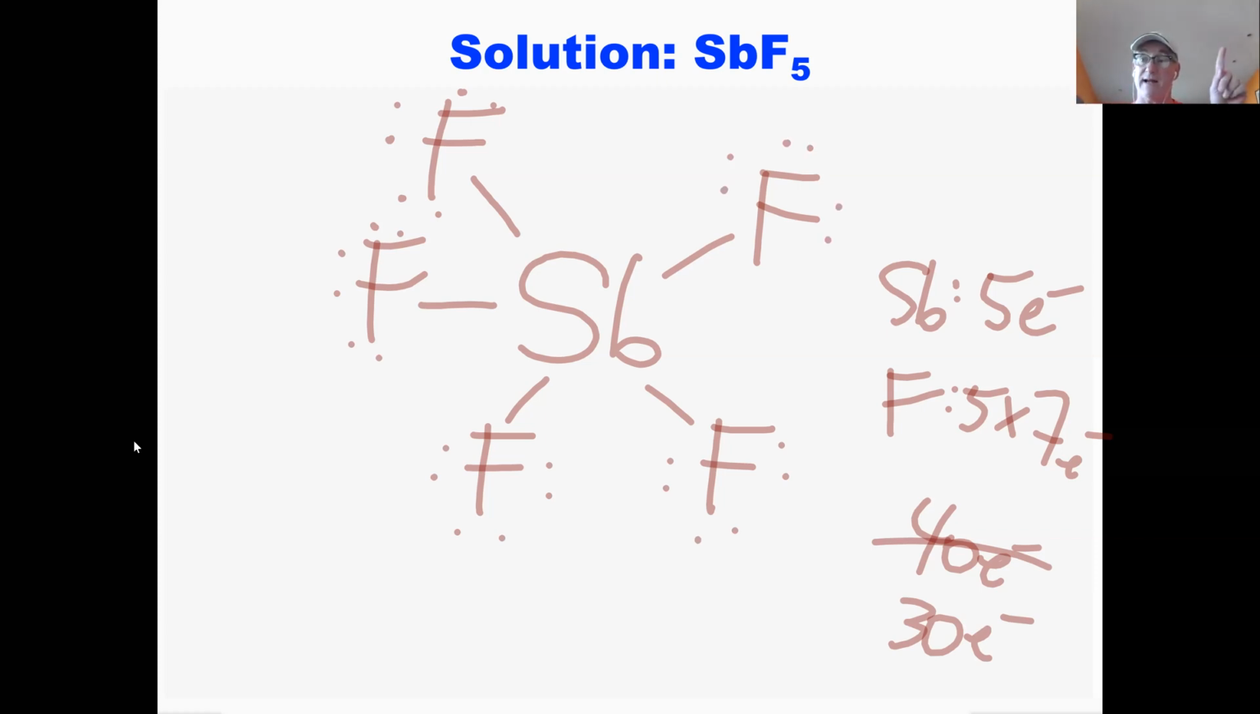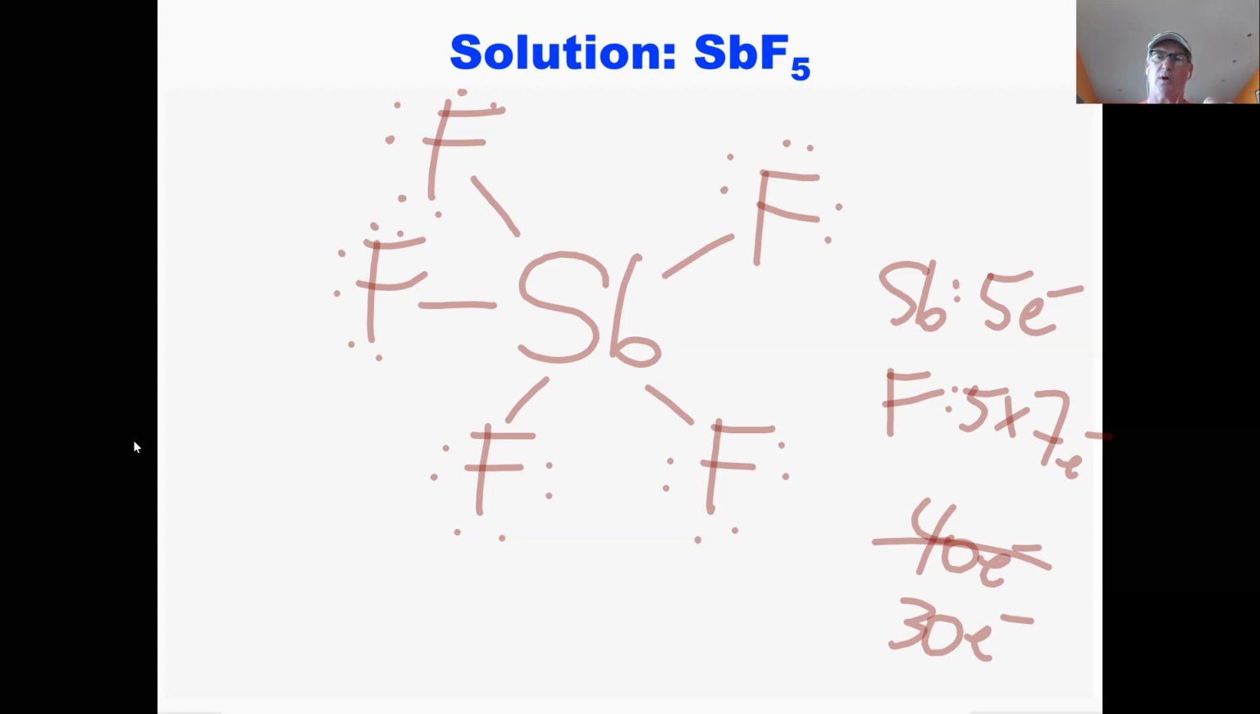Remember, when you decorate the outside, you want to give everybody an octet. Except, of course, if it's hydrogen, because hydrogen can't handle an octet. Hydrogen only takes 2 electrons. Pretty much everybody else you're going to find around the outside needs an octet to be stable. So now we've got an octet on everybody. We have no electrons left.